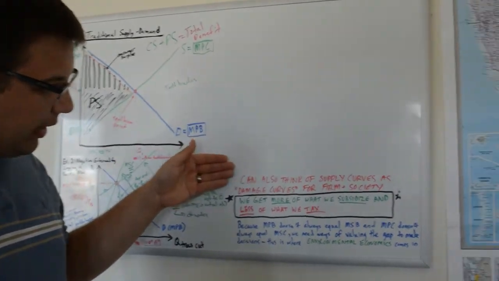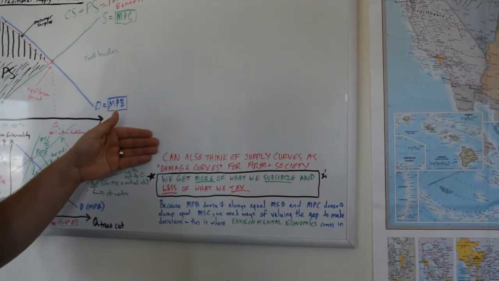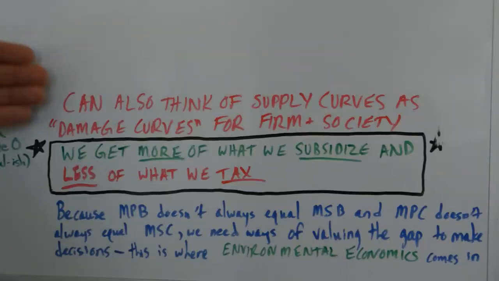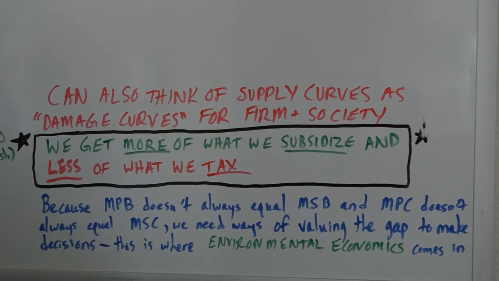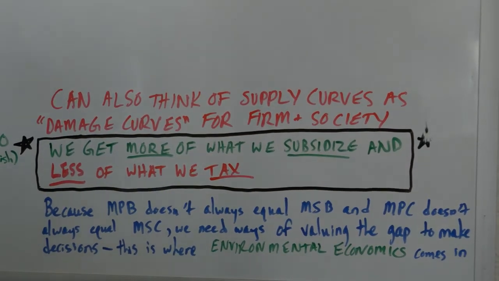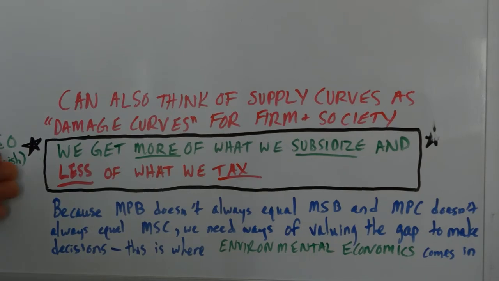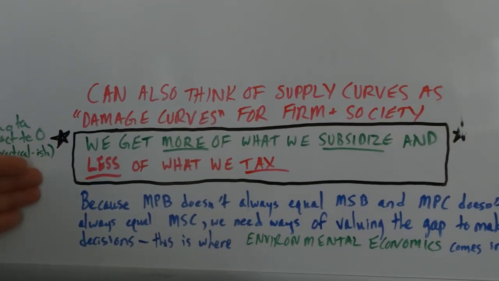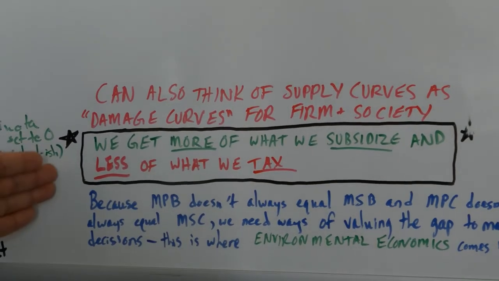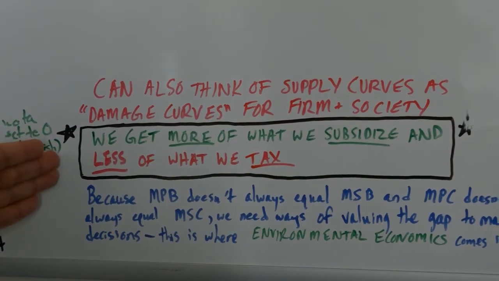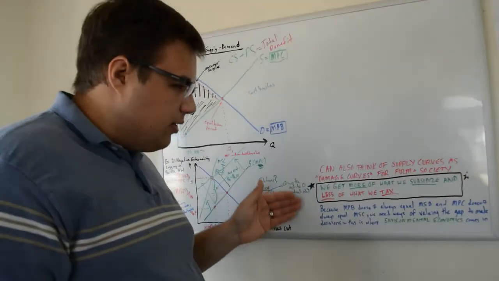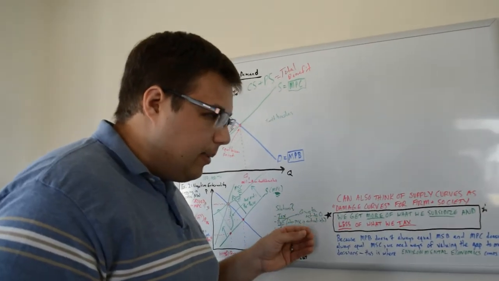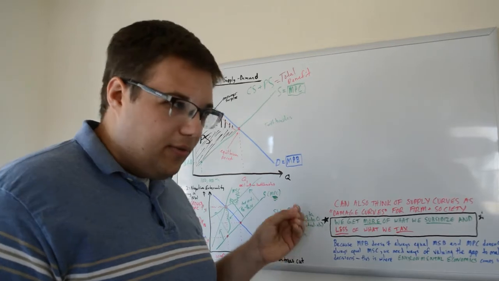When you see a supply curve, be thinking about it as a damage curve, both in the financial sense and the environmental sense. Like, how many resources do you have to give up or relinquish in order to produce this amount of stuff? And again, I can't stress enough, you get more of what you subsidize, you get less of what you tax. You get more of what you subsidize, less of what you tax. And really, this whole externality discussion is a lead-in to why we need environmental economics, or at least the valuation part of it, in the first place.